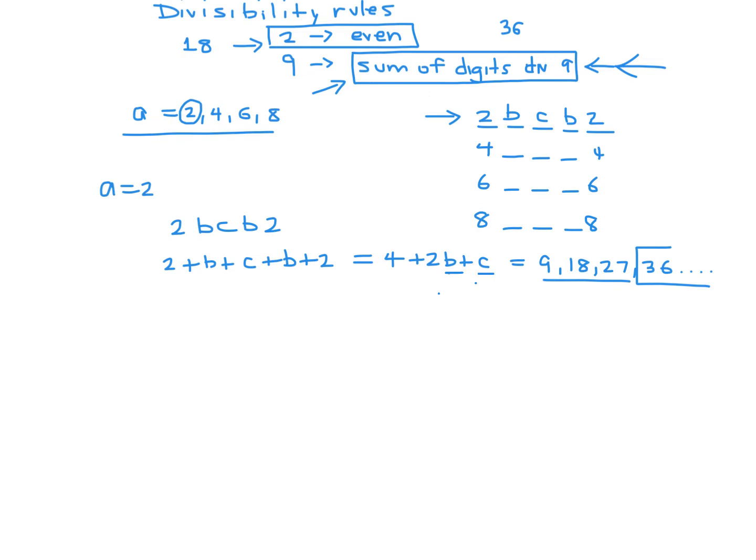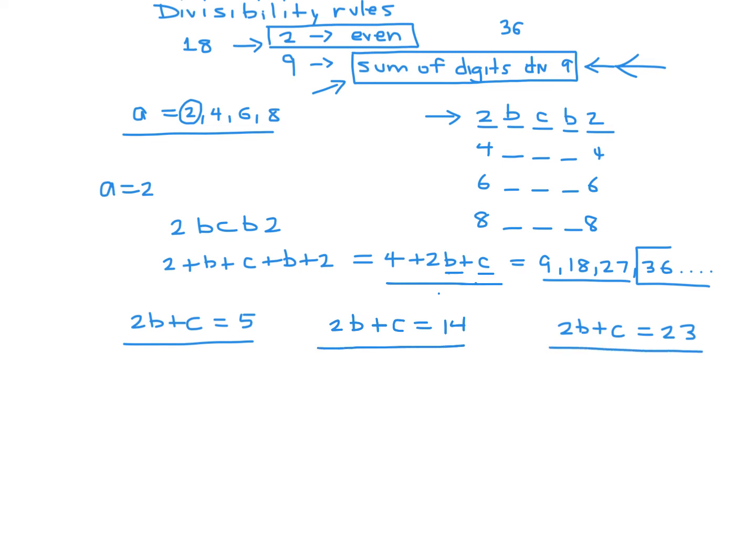If 4 plus 2B plus C is 9, that means that 2B plus C is equal to 5. If 4 plus 2B plus C is 18, that means that 2B plus C is equal to 14. And if 2B plus C plus 4 is 27, then 2B plus C is 23. Those are the only cases that are possible. And then these you just solve with substitution.